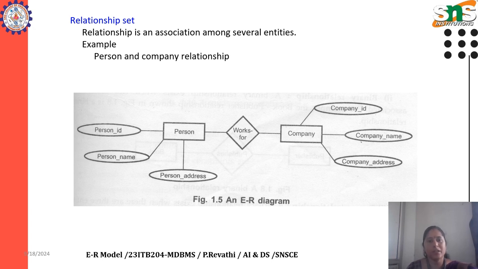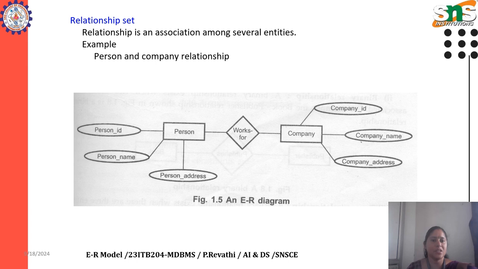Relationship set. A relationship is an association among several entities. For example, person and company relationship. Person works for company. Person is an entity. Company is an entity. Works for is a relationship between person and company.